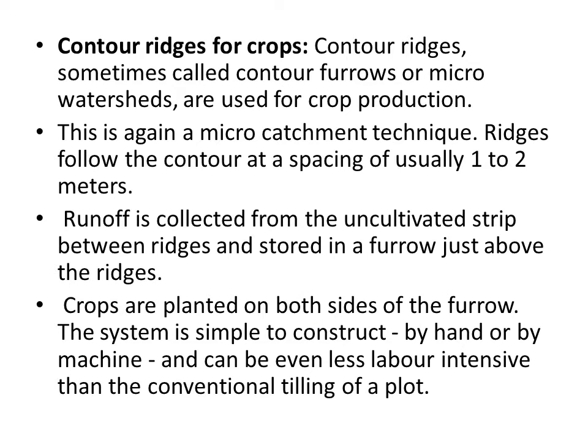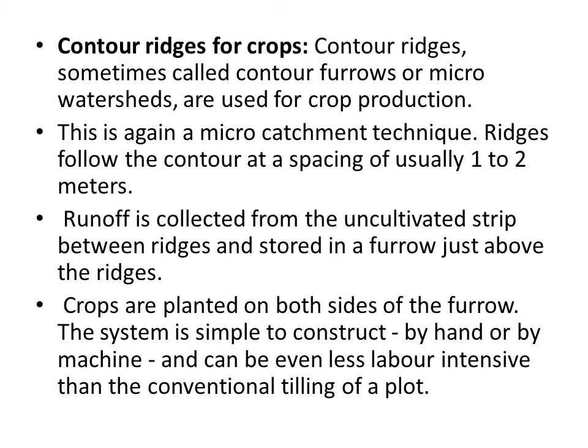Contour ridges for crops. Contour ridges, sometimes called contour furrows or micro watersheds, are used for crop production. So contour ridges are sometimes also called contour furrows, because furrows are developed along the contour along with the ridges, and they are also called micro watersheds and used for crop production. This is again a micro catchment technique.